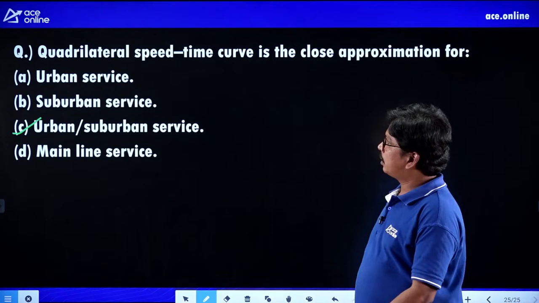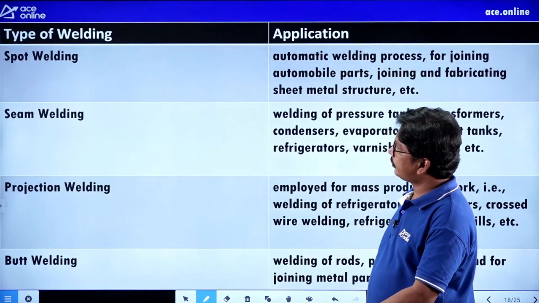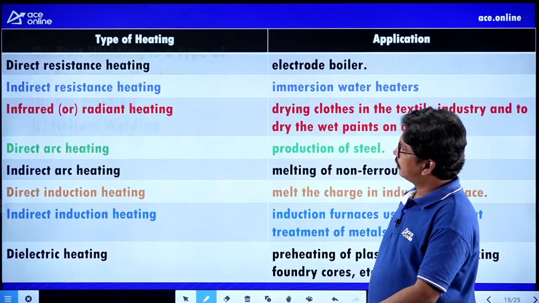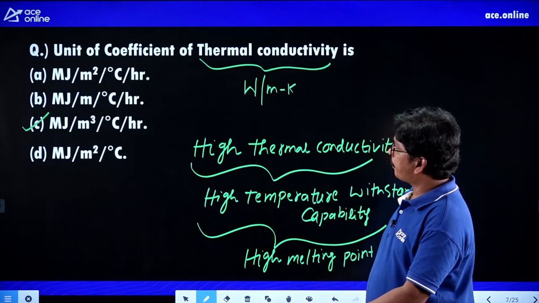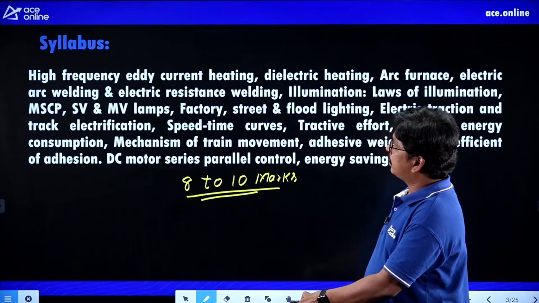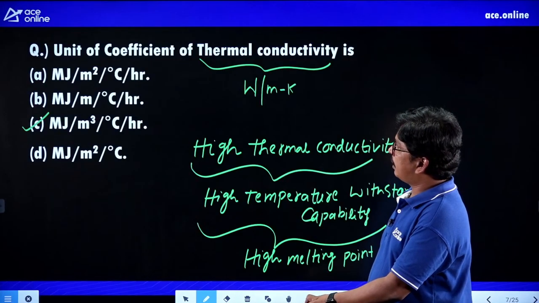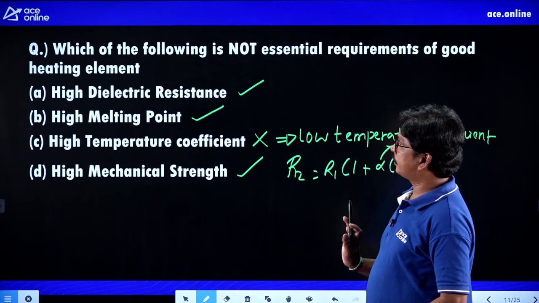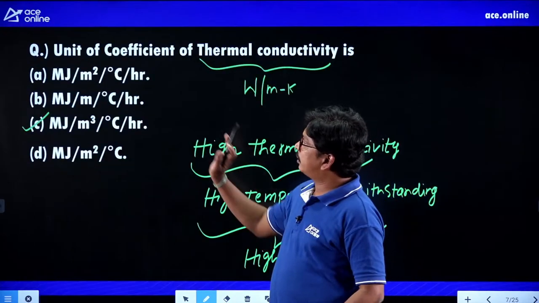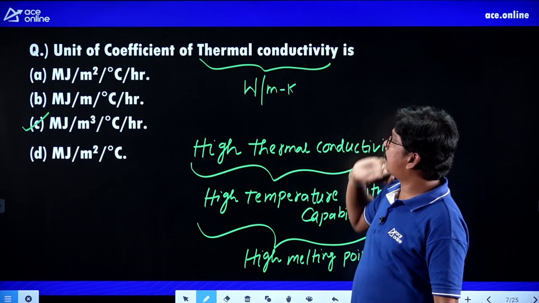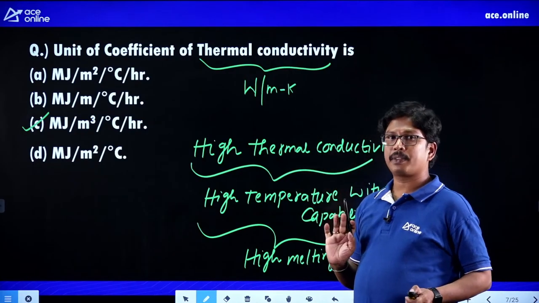So if you see clearly, what you have discussed here from the starting, the most important thing in case of the heating, students, just check here, in case of the heating the most important things are the units of the coefficient of thermal conductivity and the unit of thermal conductivity. So these are the most important things, clear, right.